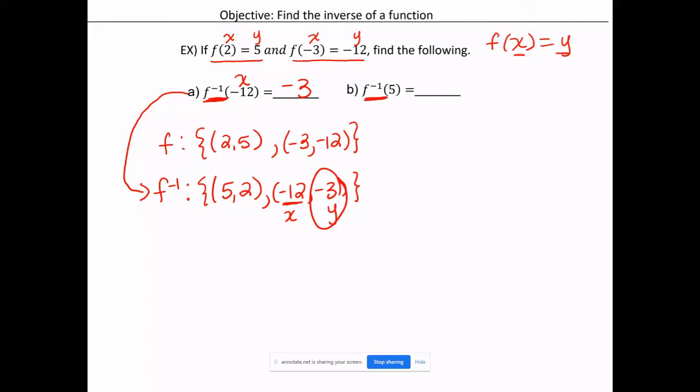And then for part B, I'm still looking for the f inverse, so I'm still looking at this function, but now I'm looking for an x of 5. So my x is here, so that means my y is 2. That's my answer for the second example. Okay?